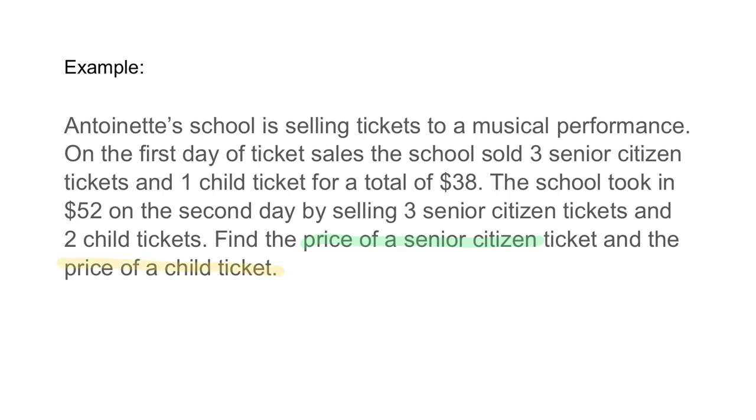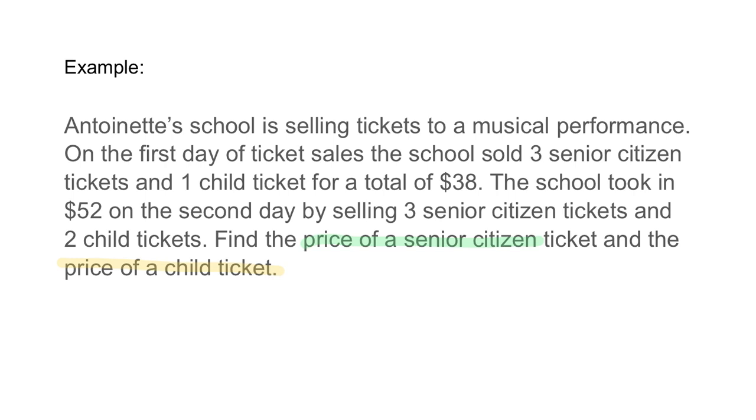So that's my 2 unknowns. Now let me go back up here to the rest of this problem and see if I have a slope that I can use to tell me which one needs to be X and which one needs to be Y. So it tells me up here, on the first day of ticket sales, the school sold a total of 3 senior tickets and 1 child ticket for a total of $38.